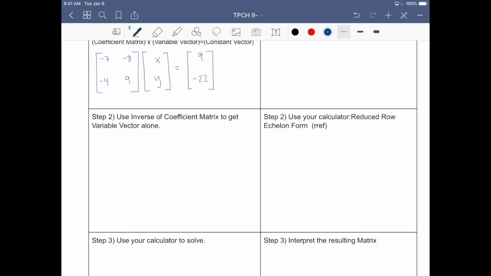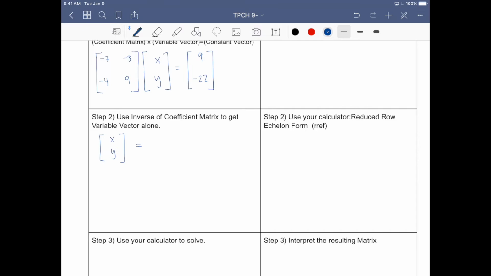All right, step 2, we're going to use the inverse of the coefficient matrix to get the variable vector alone. So remember, don't write this down, but if we had something like 2x equals 8, in order to get x by itself, we would divide, right? Well, we can't actually divide matrices. So what we do is we use the inverse of them. So if you were to take the inverse of both sides, you would get the variable vector by itself. Okay, and be very careful. The inverse must go in front of the constant vector. Okay, you can't interchange them.